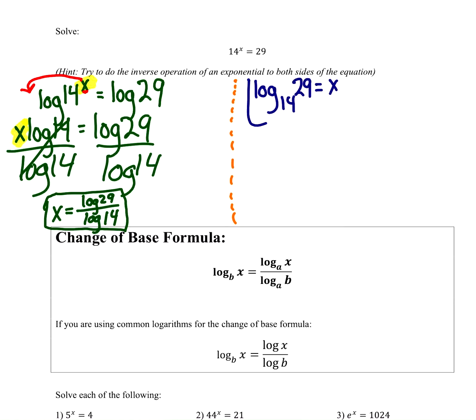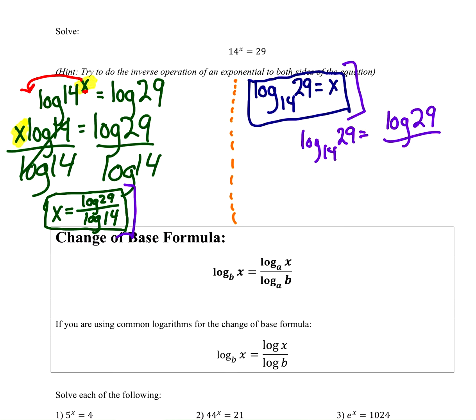So if you notice, log base 14 of 29 is equal to x, and so is log of 29 over log of 14. This is what we call the change of base formula. You can rewrite log base 14 of 29 as log of 29 over log of 14.